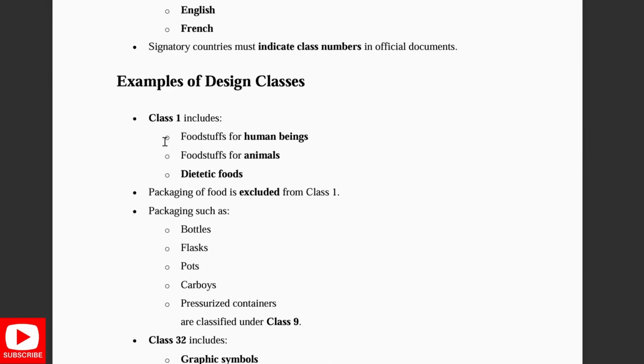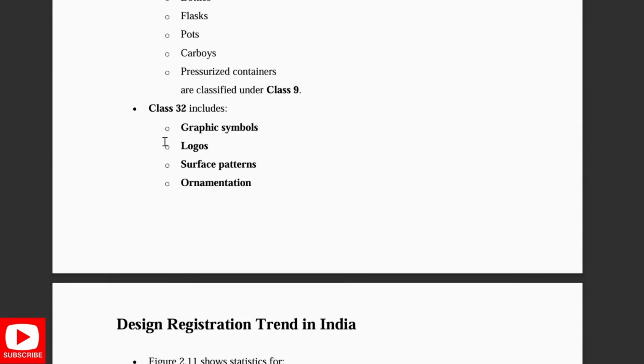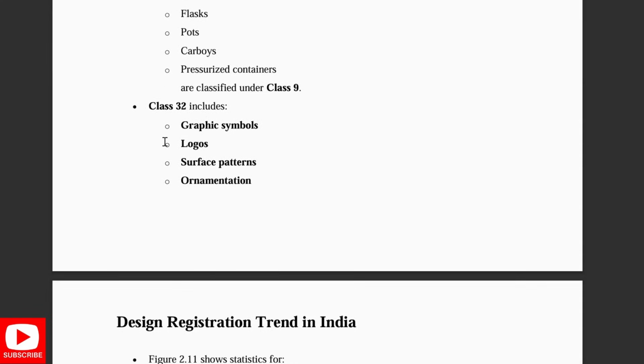Examples: class 1 means foodstuffs for human beings, foodstuffs for animals, dietetic foods. Packaging of food is excluded from class 1. So packaging such as bottles, flasks, pots, carboys, then pressurized containers, these are classified under class 9. Class 32 includes graphic symbols, logos, surface patterns, ornaments.